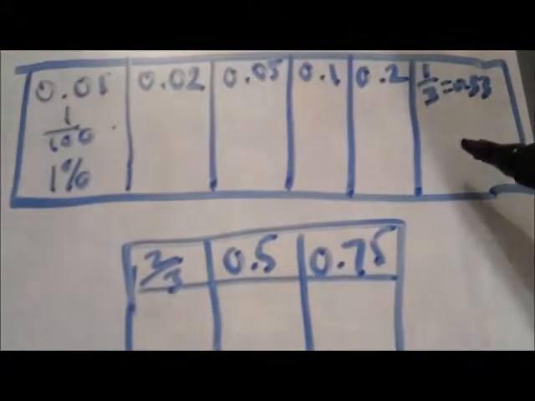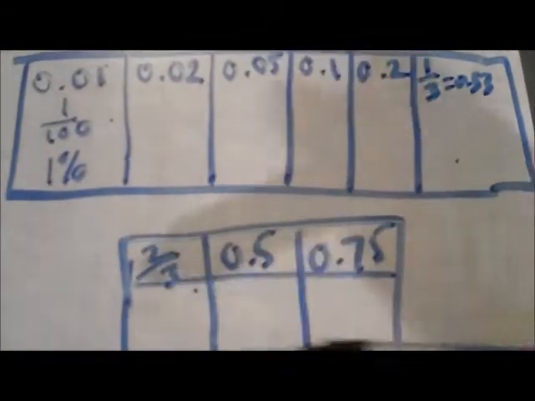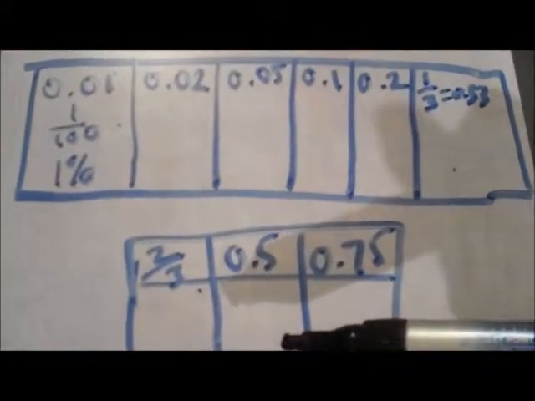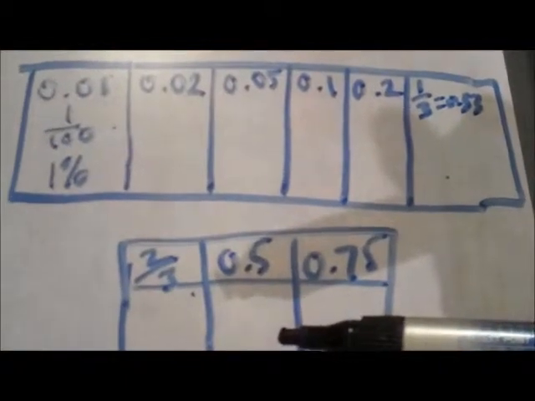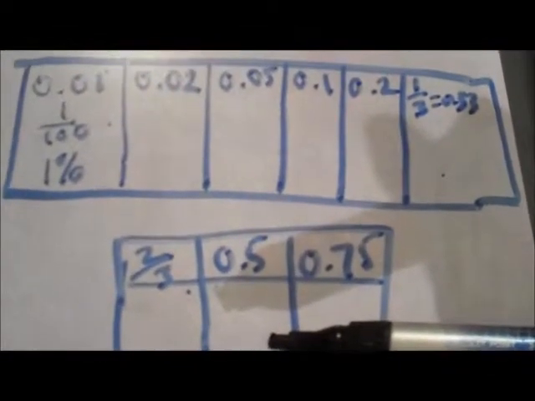The only ones that may be a little bit tricky are the third and 2/3. The answers are in your textbook. When you've done that, check them out and see if you got it right.